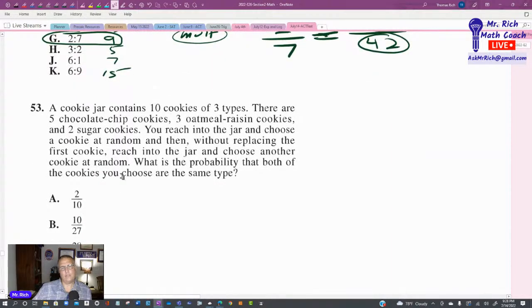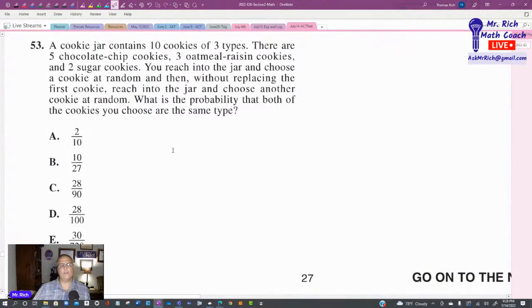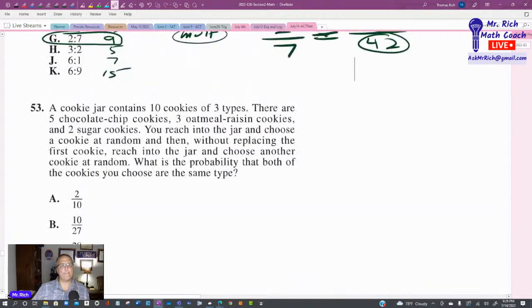53, a cookie jar contains 10 cookies of 3 types. There are 5 chocolate chip cookies, 3 oatmeal raisin, and 2 sugar cookies. Reach into the jar and choose a cookie at random, and then without replacing the first cookie, reach into the jar and choose another cookie. What's the probability that both of the cookies you choose are of the same type? All right, we're going to pull 2 cookies out. So what could happen here?